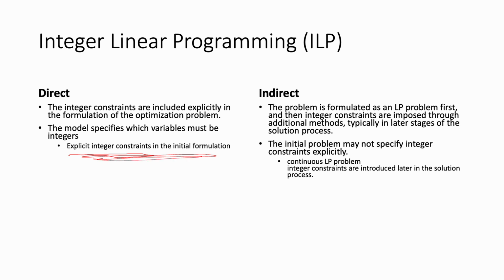On the other hand, in the indirect approach, the integer constraints or restrictions may not be specified early. So instead of having a discrete or disconnected feasible region, we have a continuous LP problem.